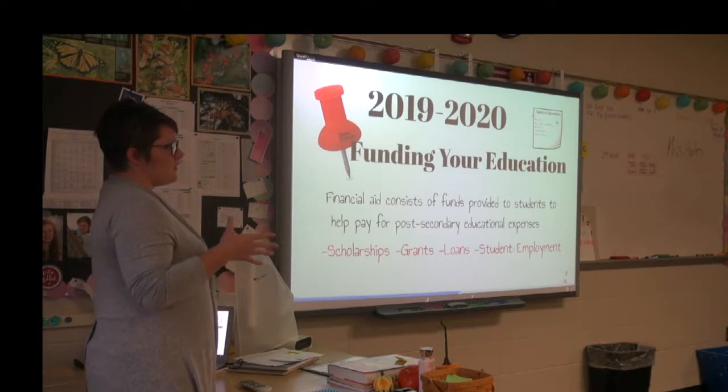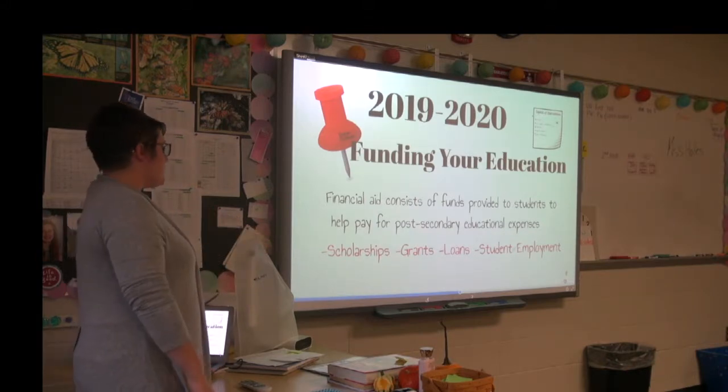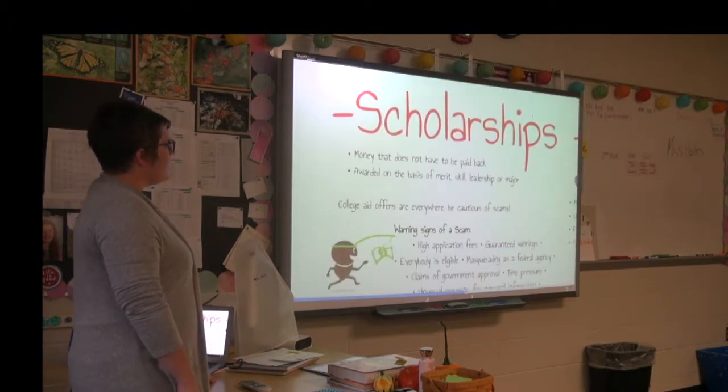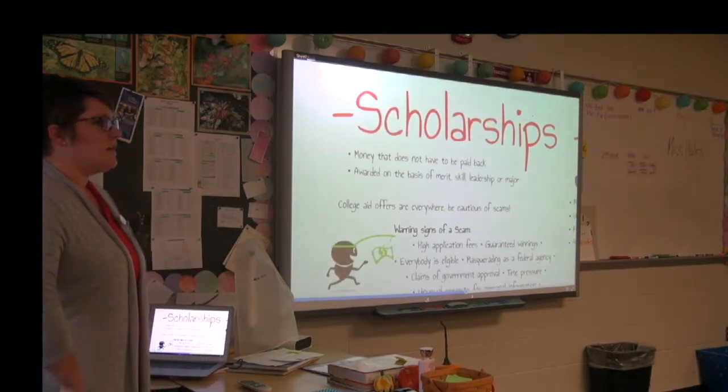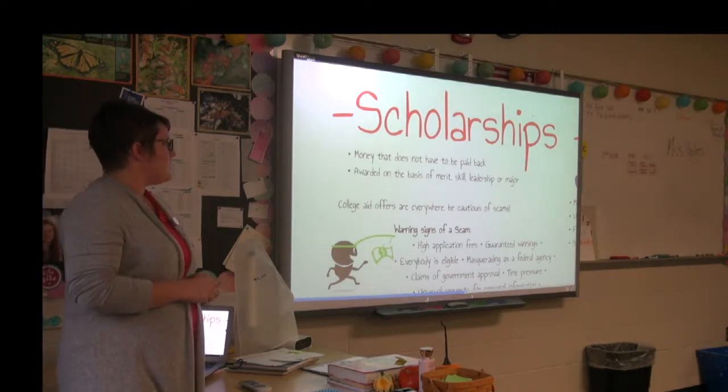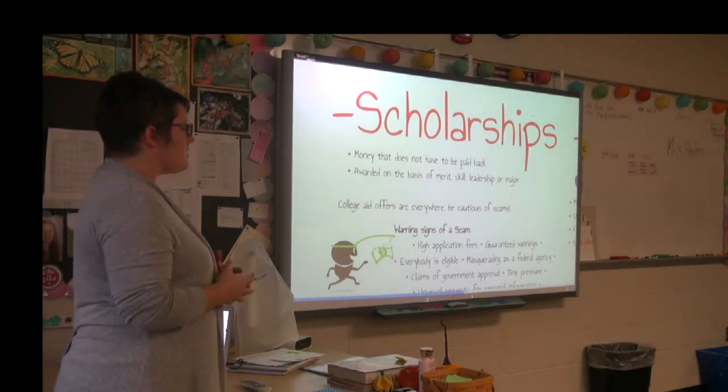So now we'll actually go over the types of aid. There's scholarships, grants, loans, and student employment. Scholarships are money that doesn't have to be paid back, so that's considered gift aid. It is awarded on the basis of merit, skill, leadership, or major.